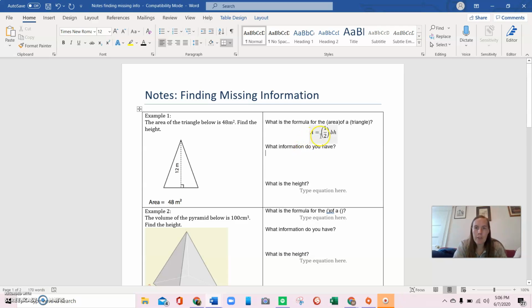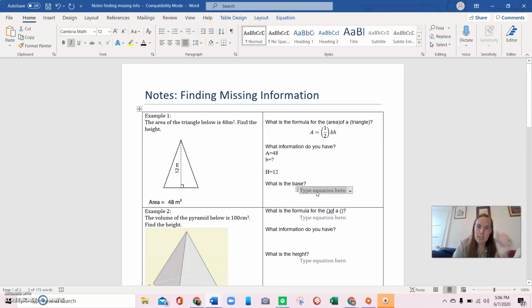So note how we have 3 different letters here. There's an A, a B, and an H. A is our area. I look back to the figure. Right here it tells me that the area is 48. B means base. I don't have my base here, so I don't know what my base is. The next thing, it asks us for the height. I know what my height is because it's drawn right there. It's 12.